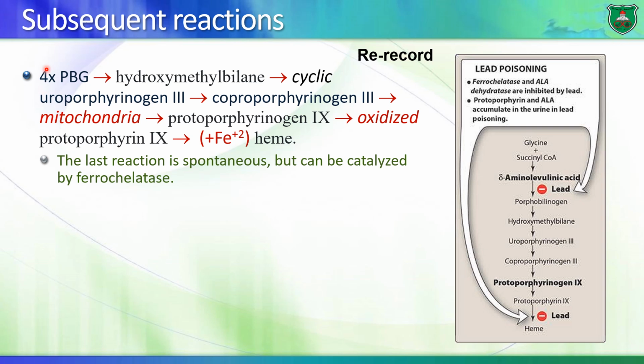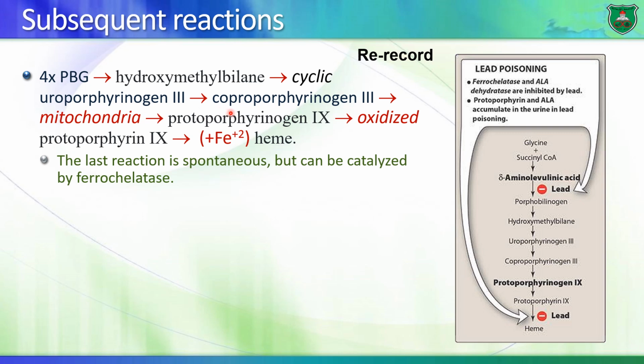Then what happens is that you have 4 molecules of porphobilinogen condensing into a linear molecule known as hydroxymethylbilane. Hydroxymethylbilane is a linear molecule, and it gets cyclized into uroporphyrinogen 3. Now this reaction is important because of what we will talk about later on. Now uroporphyrinogen 3 is converted to coproporphyrinogen 3, and coproporphyrinogen 3 moves into the mitochondria.